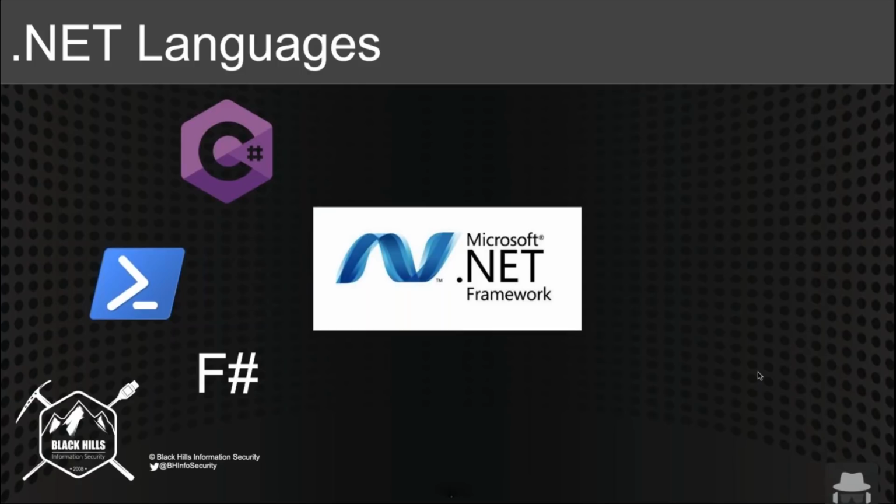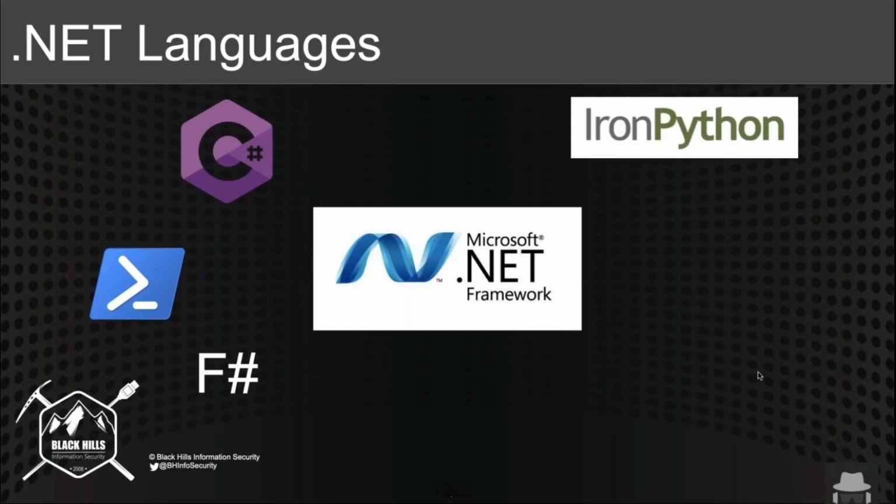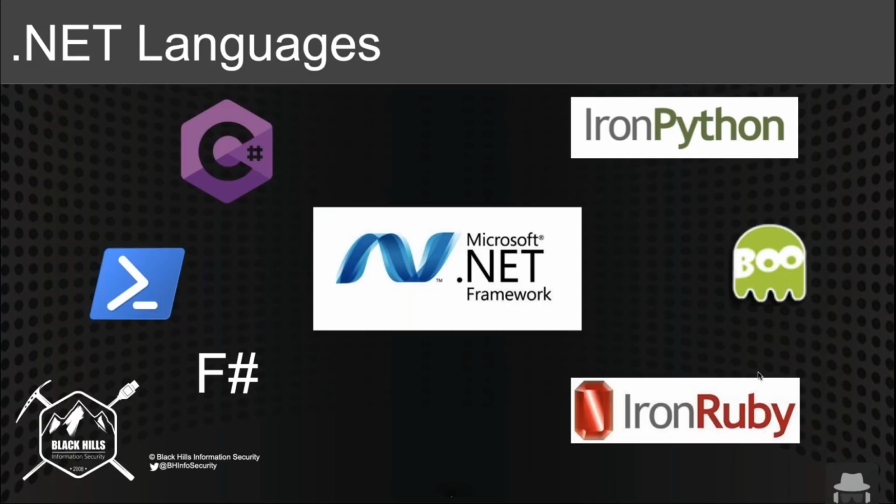What's really interesting is that there are third-party .NET languages as well, such as IronPython. IronPython is an implementation of the Python programming language on top of the .NET framework. There's also Boolang, which is a lesser-known third-party .NET language, but it's very interesting from an offensive tradecraft perspective, and we'll be talking about that later. And there's also IronRuby. So if you want to write Ruby while accessing the entire .NET API, you can totally do that.